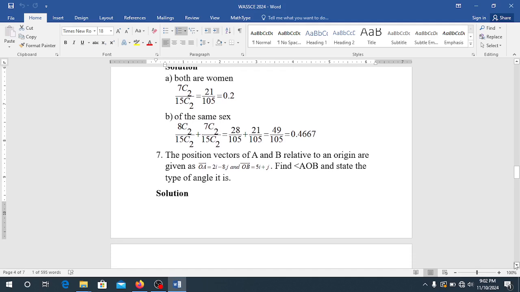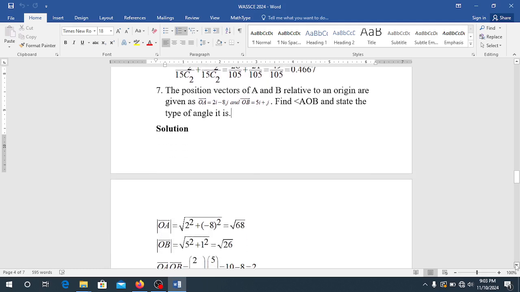Number 7. The position vectors of A and B relative to an origin are given as vector OA is this, and vector OB is this. Find angle AOB and state the type of angle it is. So this is a 2-in-1 question. So we're going to find the angle and we're going to find the type of angle it is.